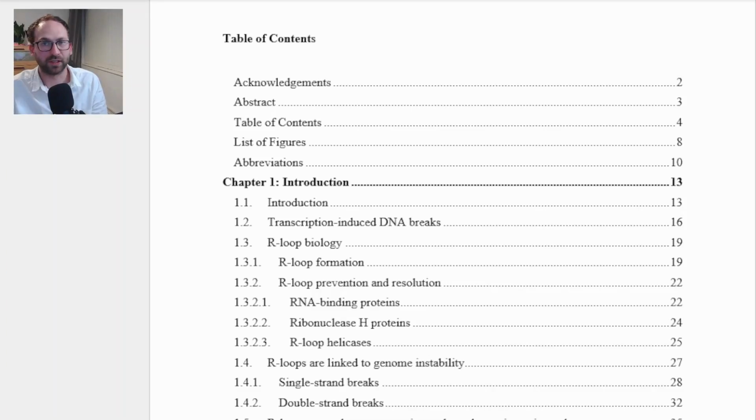So here it is. Here is the table of contents for my own PhD thesis. And let's just look at it a bit more closely. So you have your title page, acknowledgements, abstract, table of contents, list of figures, abbreviations. And then finally you have your chapter one, which is your introduction chapter.